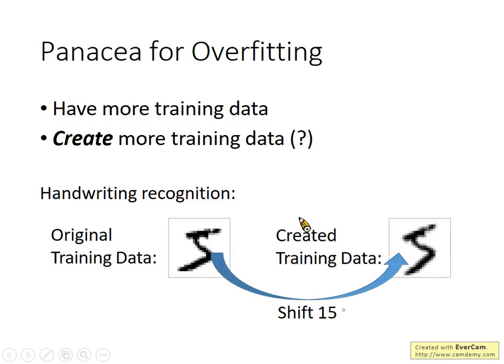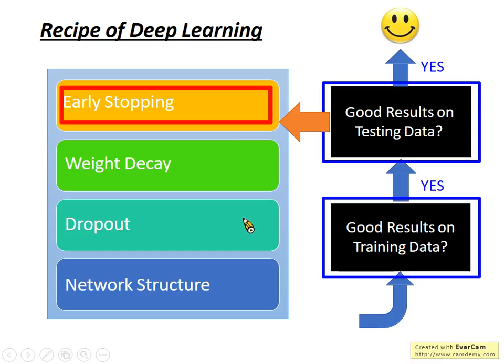But in the following, we will introduce several other methods from the perspective of machine learning to reduce the overfitting problem. The first method is called early stopping.